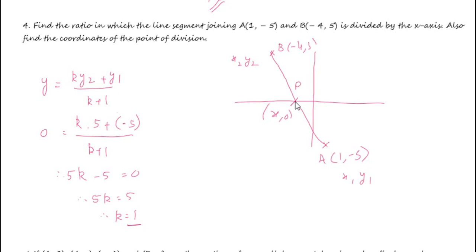The point P divides the line AB in the ratio of k is to 1, but k is also 1. So this is also 1. So it divides in the ratio of 1 is to 1. So P is the midpoint of A and B. Therefore, x equal to, it is a midpoint, that is (1 plus minus 4) divided by 2, that is minus 3 by 2. That is the x coordinate. Y coordinate is 0.